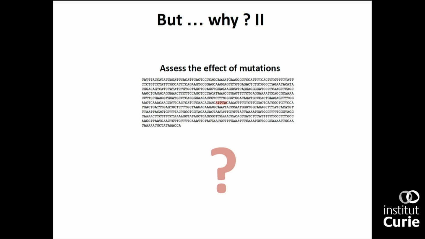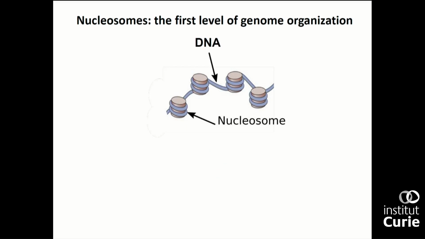But we will not do that. Instead, we will go to nucleosomes again. So nucleosomes, as I told you, are the first level of genome organization in eukaryotes. So these are these pools. And there is something I did not tell you about these pools, is that they are regularly spaced along the DNA molecules, except when there is a regulatory element, a green element, you remember. But the distance between nucleosomes can vary a lot.